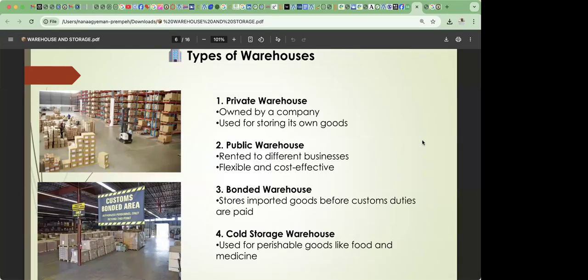Again, you can talk about cold storage warehouses. And here, sometimes they call it the chiller. You want to store them there.